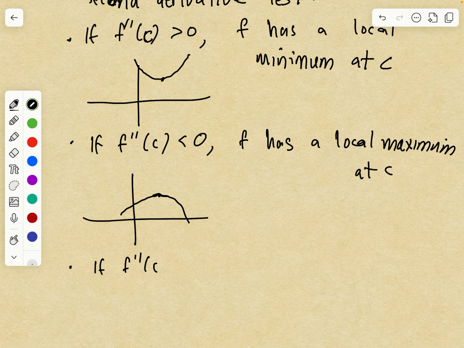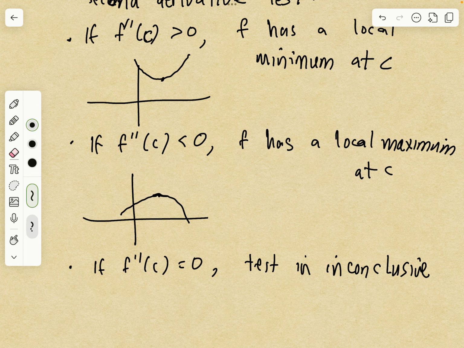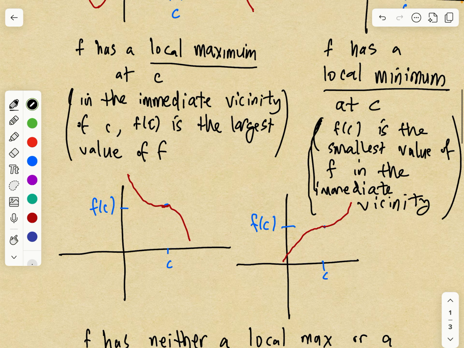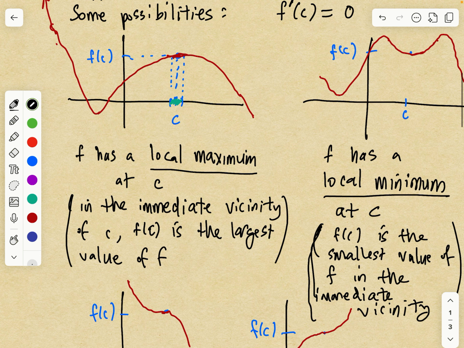And if the second derivative is 0, then you can't conclude anything. So this test is inconclusive. It's not saying that the function has neither a local max nor a local min. It's actually, if the second derivative is 0, it could be either of these scenarios. It could be any of these scenarios.